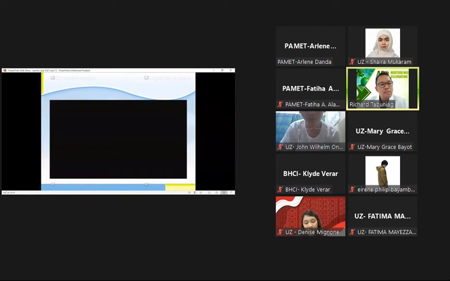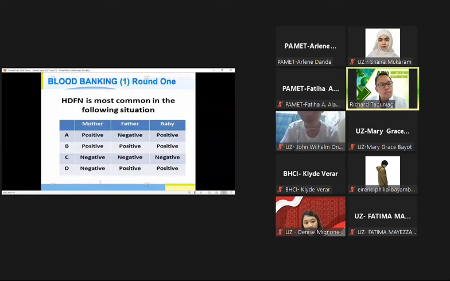HDFN. That's number 6. HDFN is most common in the following situation. A, mother is positive, father is negative, baby is positive. B, mother is positive, father is positive, baby is positive. C, mother is negative, father is negative, baby is negative. Or D, mother is negative, father is positive, baby is positive.